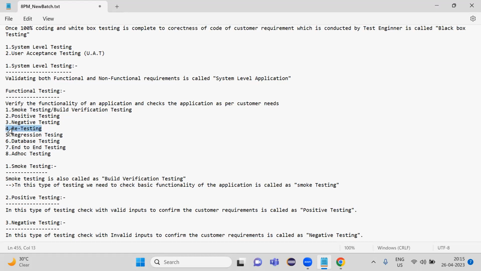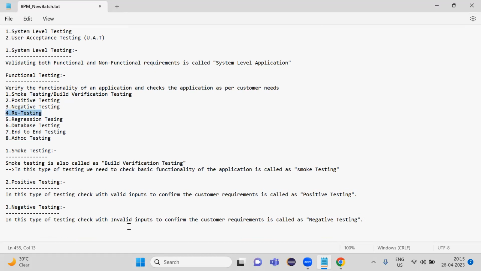Coming to the fourth one, what is retesting? Here, when bugs come, you have to retest. Again and again, we have to conduct testing on modified functionality. Once a defect is fixed, we have to check multiple times. Yes or no? Guys, understanding? Yes, sir.